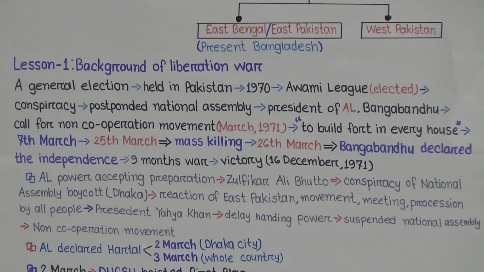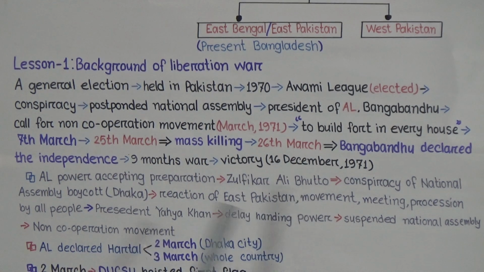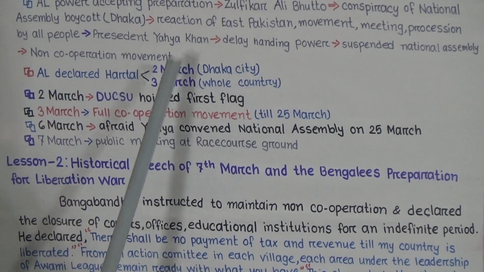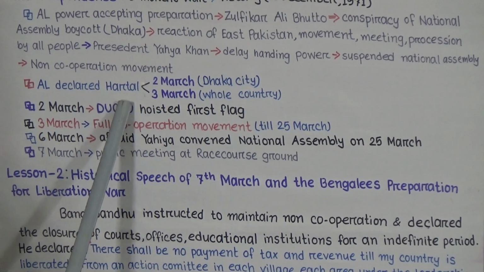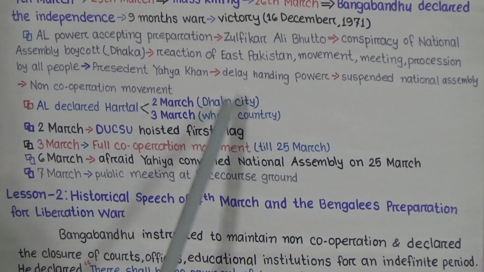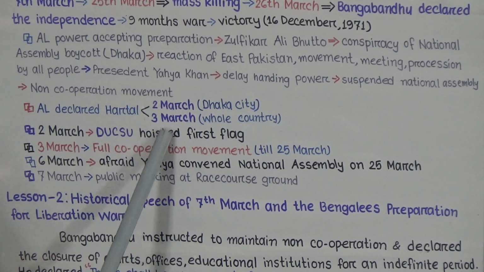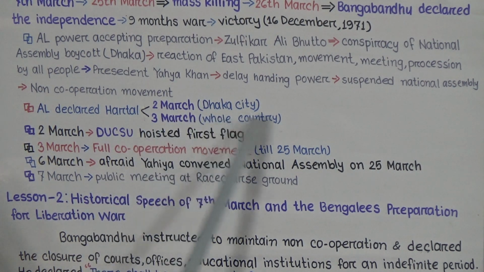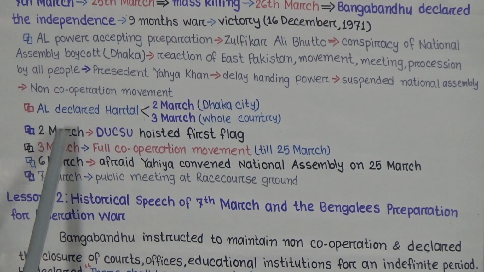Now we'll learn some important information related to the background of the Liberation War. Students, Awami League declared hartal. Here we find two types of hartal, in Dhaka city and in the whole country. On 2nd March, Awami League declared hartal in Dhaka city, and on 3rd March, Awami League again called hartal in the whole country.